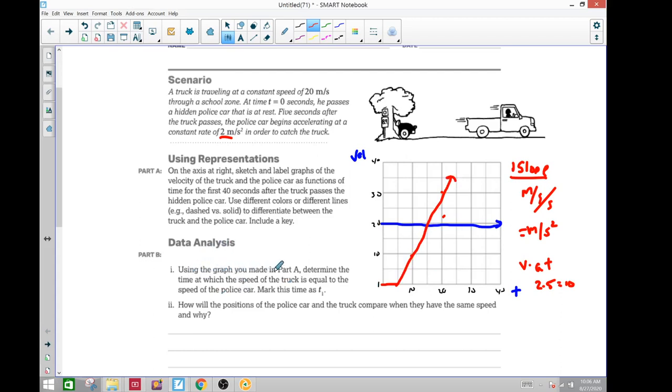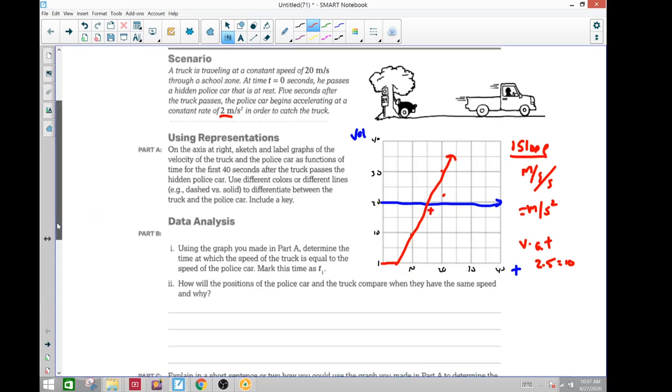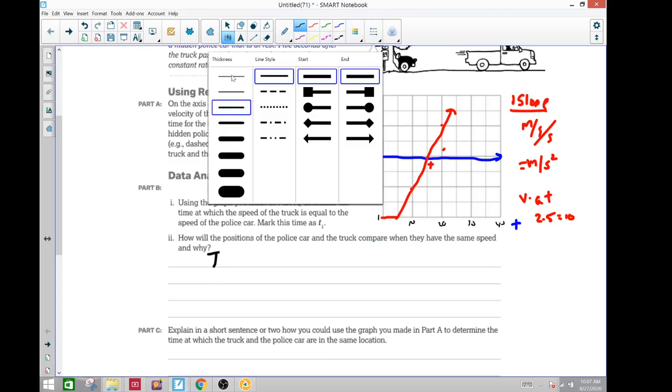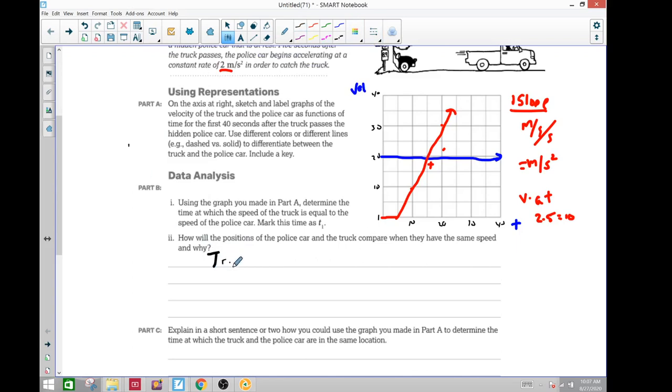Using the graph you made in part A, determine the time. It looks like this is the time where the velocities are equal. How would the positions of the car compare at this point? Now keep in mind, it's just checking velocities, and we should note that the truck, you should be aware, is still in front of the car.